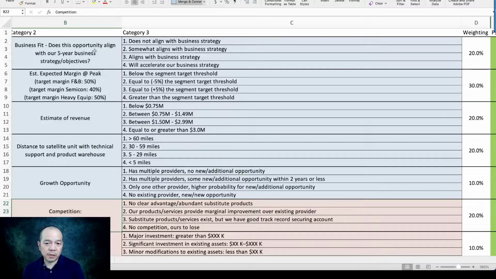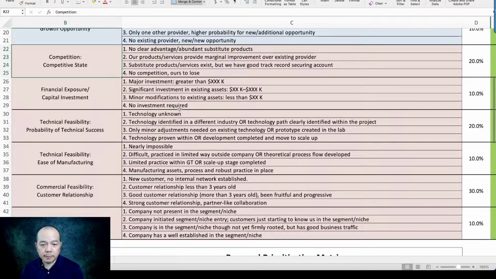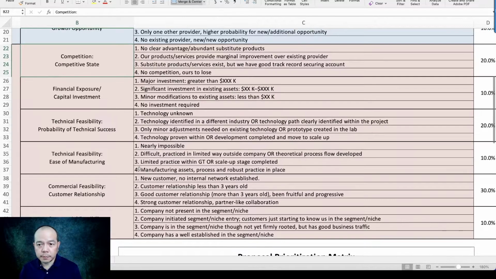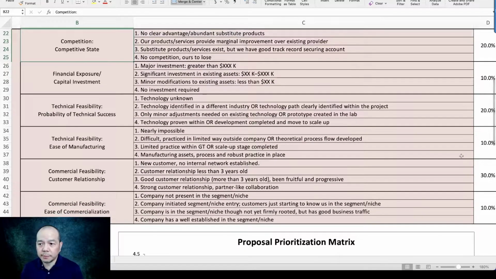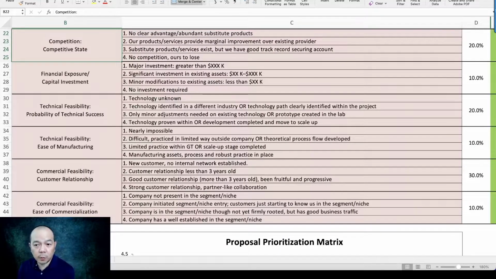The weighting for each of these categories is what I have here, where we put 30% on margin. We weigh more on that margin conversation. Bottom line growth was important to us. Business fit is also important to us. And so we have these rankings for the attractiveness conversation. In terms of availability, in this particular case, from competition all the way down to commercial feasibility. Let's see if I can move this a little bit here. Okay. That said, you see that this is how it's scored.